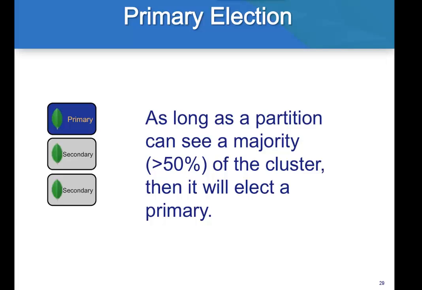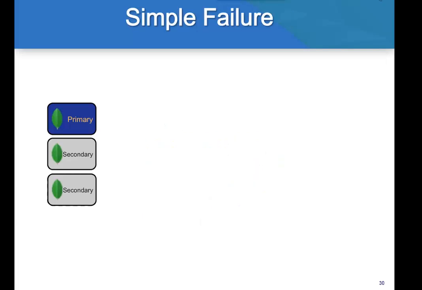Replica sets are designed not only to survive the failure of individual nodes, they're also designed to survive network outages, network partitions. As a result of this, we have this rule, which is that the partition that can see a majority of the cluster will elect a primary. What do I mean by that? Bear with me and I'll show you in just a few moments.